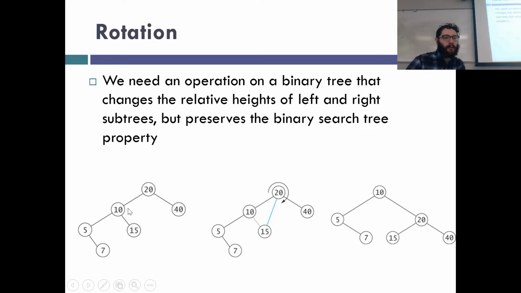So what happens here? Basically, 10 throws its right child away, throws 15 away, and 20 catches it. Then 20 replaces 15 as 10's right child. So basically, his right child becomes the root's left child, and then the root's left child actually becomes his parent.